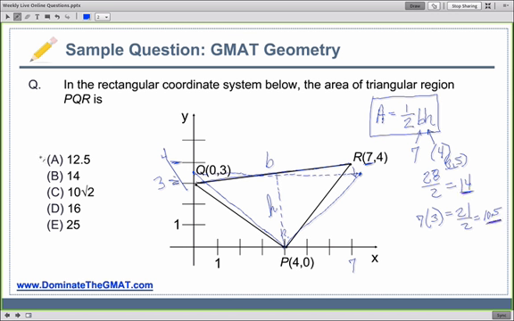And what do we know about the answer choices? They're always in ascending or descending order. And so certainly 14 is probably too big, or maybe it's in the ballpark, but that means 10 root 2 is too big. That means 16 is too big. That means 25 is too big, right?